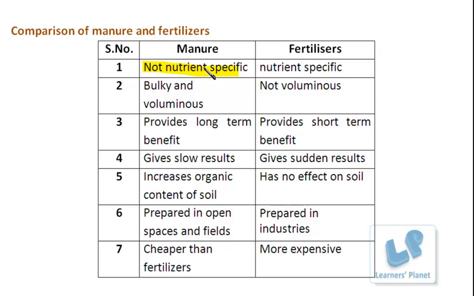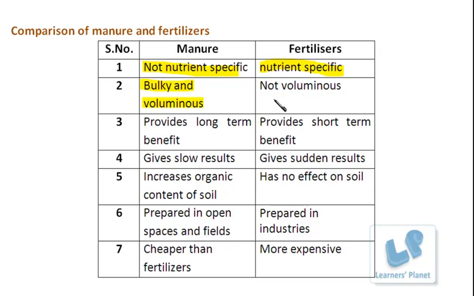In the case of fertilizers, since they are synthesized in the factories, they are nutrient specific, right? They are synthesized according to the requirement, or according to the particular type of nutrient only. Next is that manure is always bulky and voluminous. That means it is always required in bulk amount, and since it is required in more concentration, it takes more space, right? It occupies more space, and therefore it is quite difficult to transport and use it.